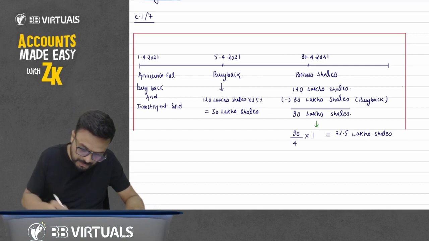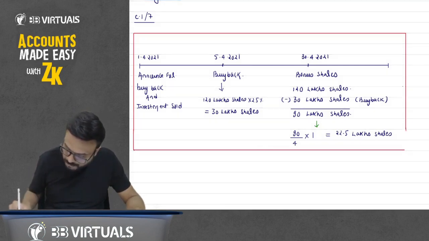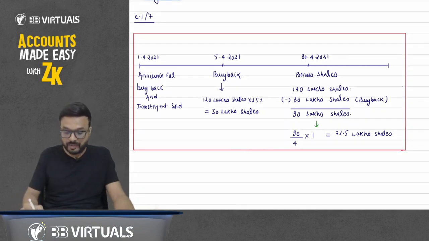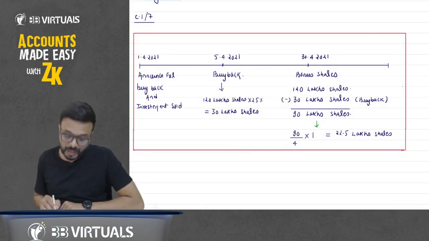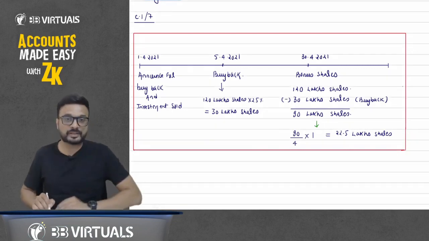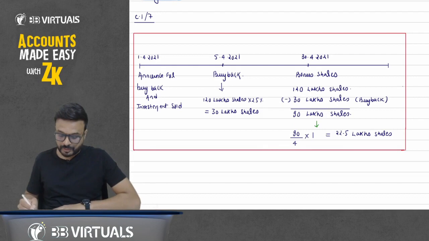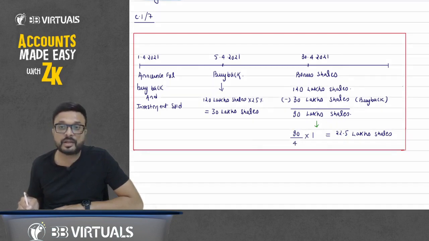Okay. So here, this is the summary of this question. Why have we given bonus shares for only these 90 lakh shares? Because out of 120, 30 lakh shares you have already bought back. How many shares are left? 90 lakh shares left. So for every 4 shares, we are giving them 1 share. So we have given 22.5 lakh shares as bonus shares.